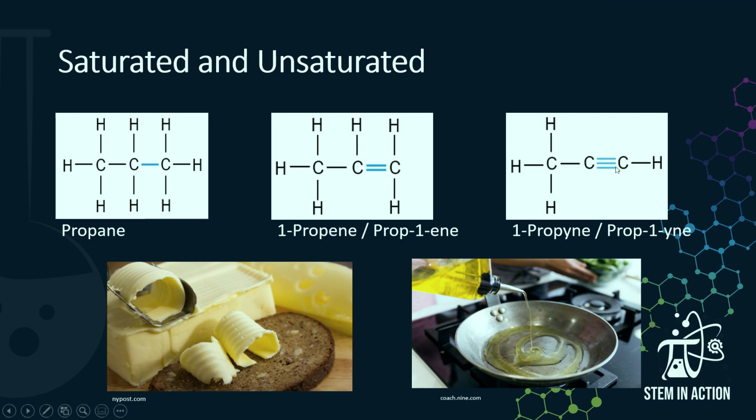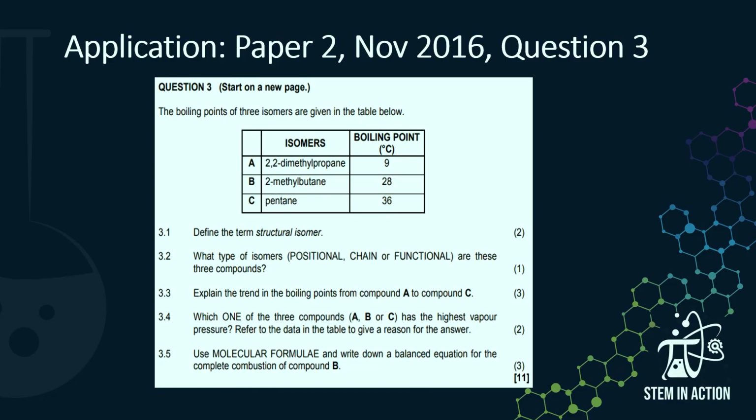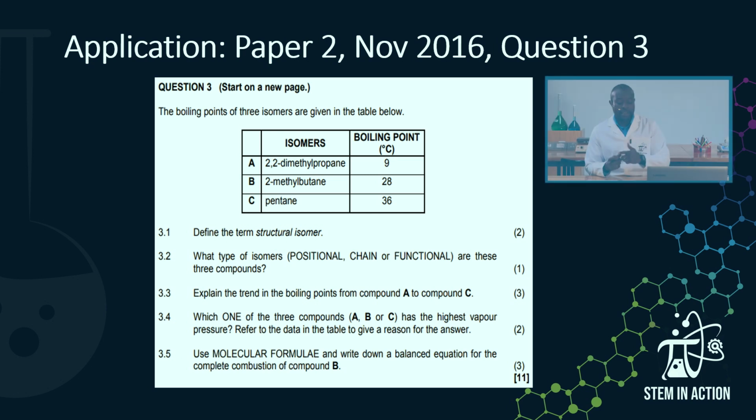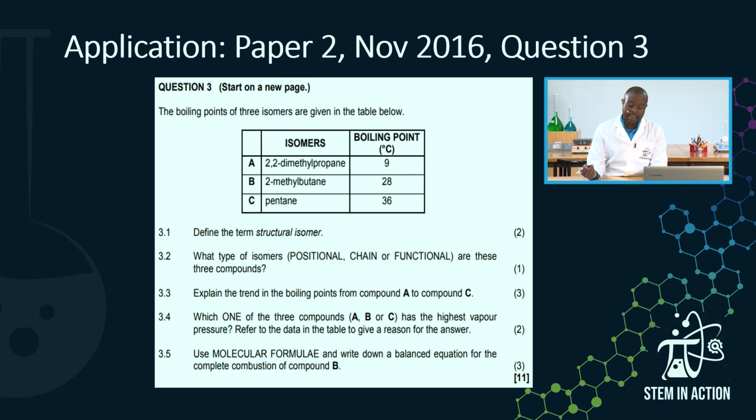All right, so we are going to look at some application questions. The paper we're going to look at is paper 2, November 2016, and we're going to be looking at question number 3. The first question says that the boiling points of 3 isomers are given in the table below. So we have 3 different isomers: isomer A, isomer B, and isomer C, and they have different boiling points.